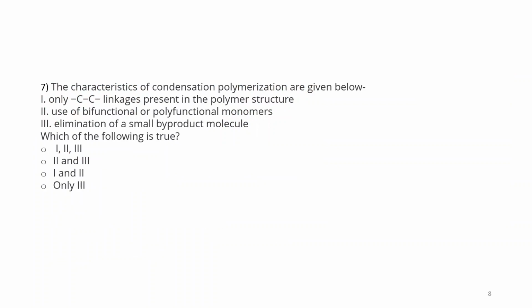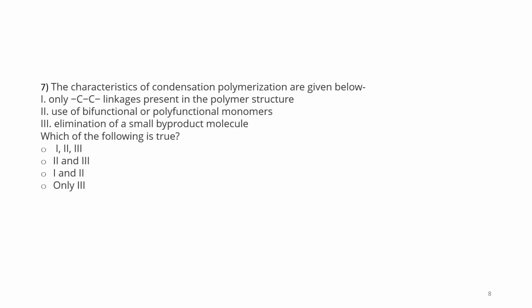Next question is, the characteristics of condensation polymerization are given below. Your options are: only carbon-carbon links present in the polymer structure, or use of bifunctional or polyfunctional monomers, or elimination of a small byproduct molecule. Which of the following is true? Whether all three are correct, or 2 and 3 are correct, or 1 and 2 are correct, or only the third is correct.